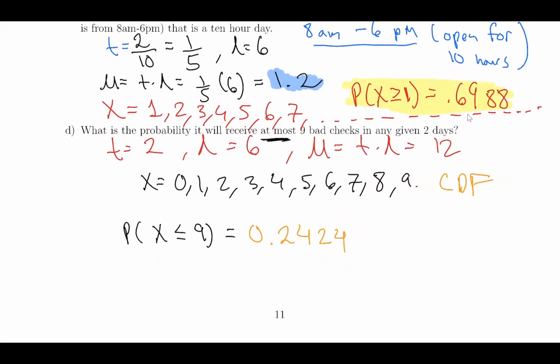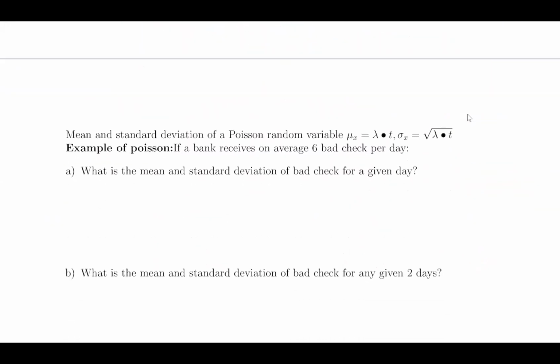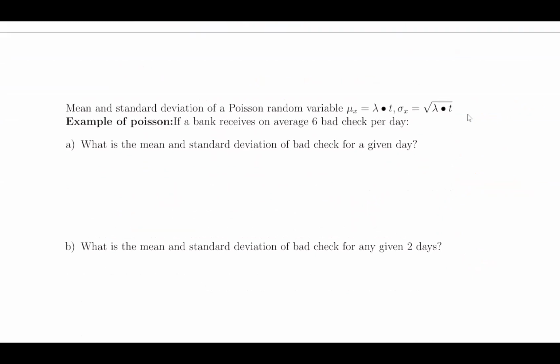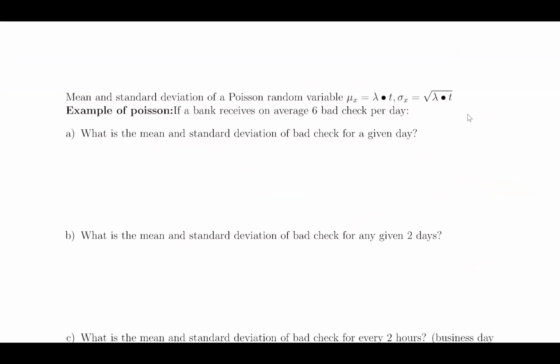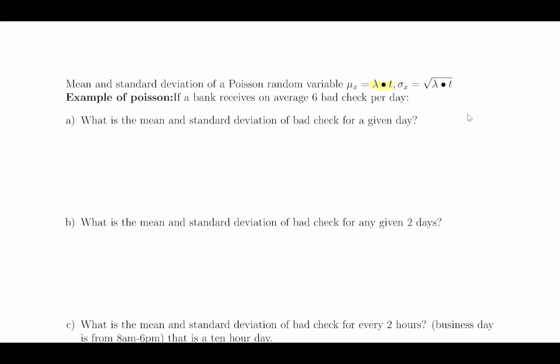All right, so let's move down. All right. So just something that I kind of already gave you. I already told you what the mu is equal to. So if you look right here, it says mu is equal to just lambda times t. But if you want to find standard deviation, you take the square root of lambda times t.